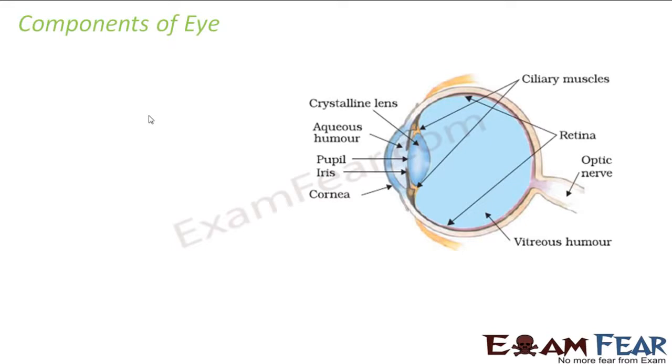So here you see, you must be thinking it's a complicated diagram, right? With so many labels and all. So let us discuss each component one by one. First comes the cornea. Now, let me first tell you, this is a side view of the eye. The eye as we see it is just the front view, right? But actually, the eye is a kind of spherical ball.